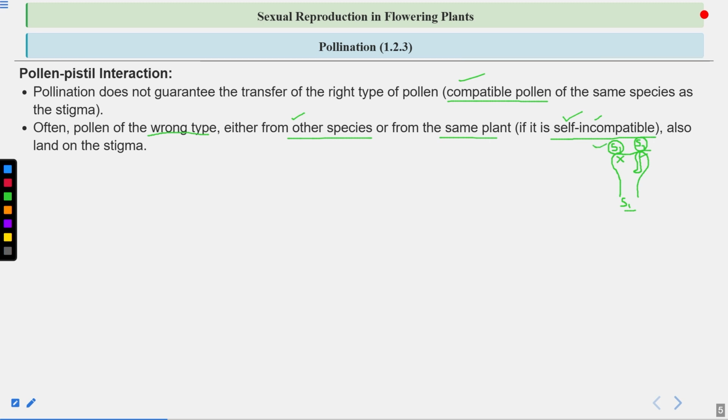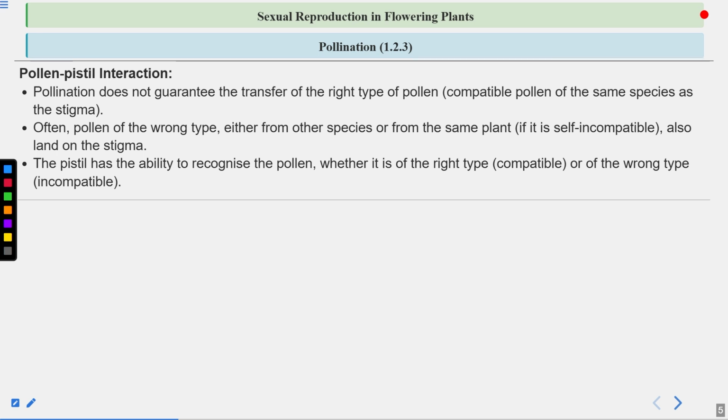And if the pollen grain is coming from a flower of another species, then also it will be self-incompatible, right? So the pistil has the ability to recognize the pollen. Very, very important point. The pistil has the ability to recognize the pollen, whether it is of the right type, meaning it is compatible, or of the wrong type, that is incompatible. Now here you can understand what they mean by the right type and the wrong type.